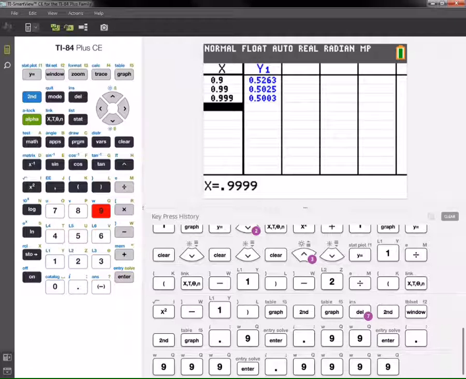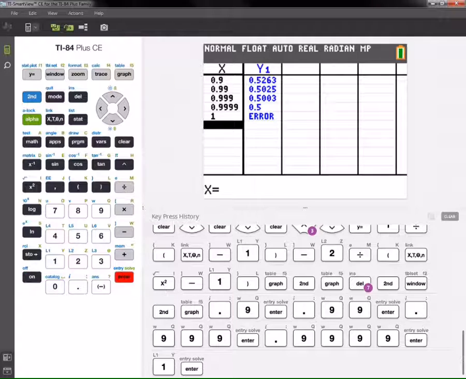Now, is our calculator infinite or finite? It's finite. It exists in our world, right? And so therefore, there's a point where this calculator is going to start rounding our number. And look, it rounded it. What would happen if I picked 1? It'll give me an error. Why? Because it's undefined at that point.